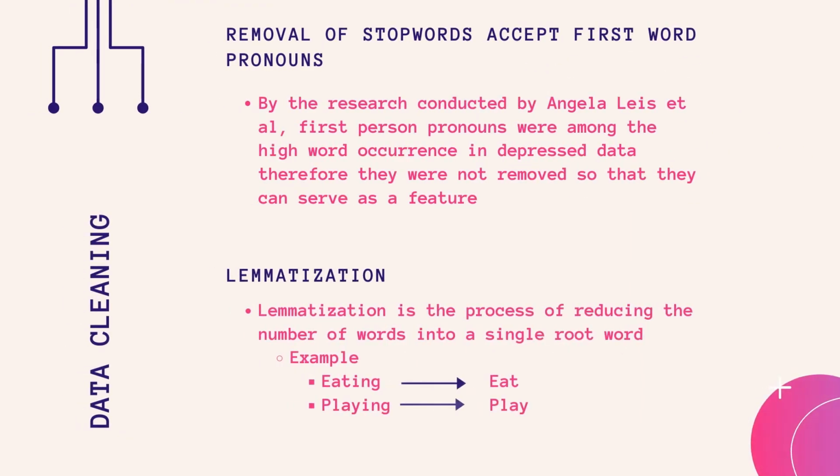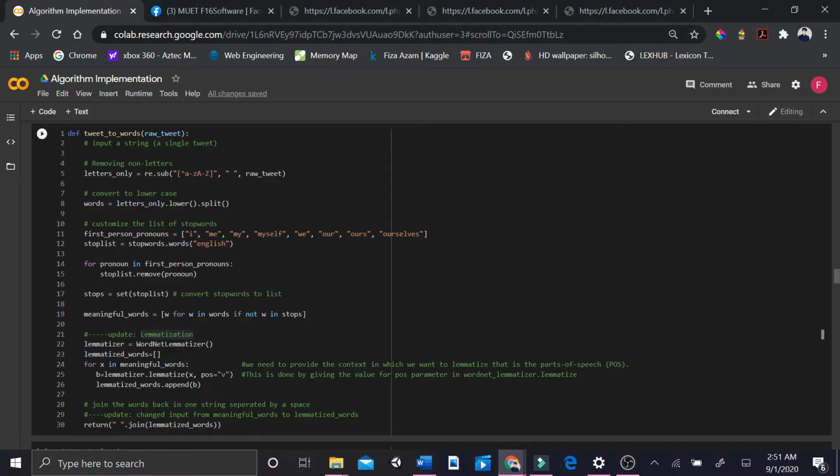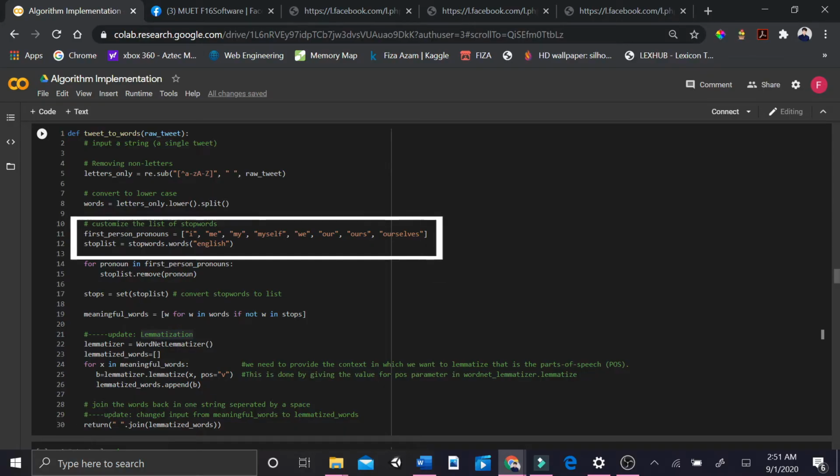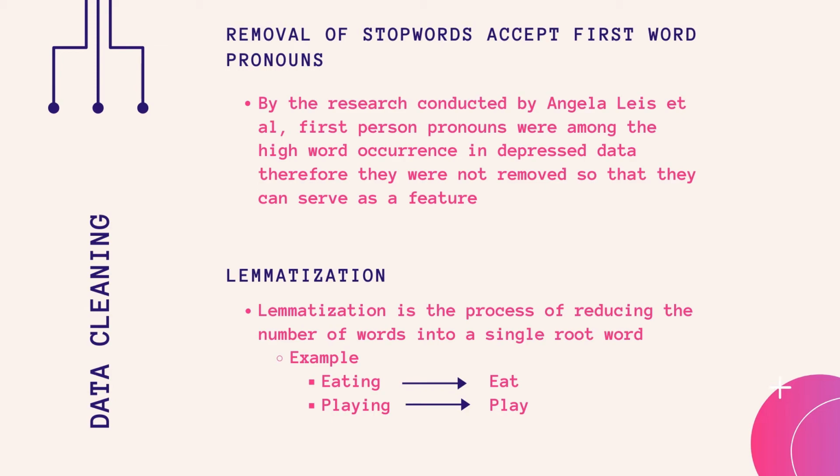By the research conducted by Angela Lace et al., first-person pronouns were among the high word occurrences in depressed data. Therefore, they were not removed so that they can serve as a feature. Lemmatization is the process of reducing words into a single root word. For example, converting eating to eat and playing to play.